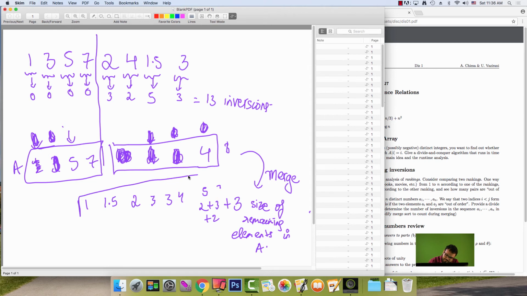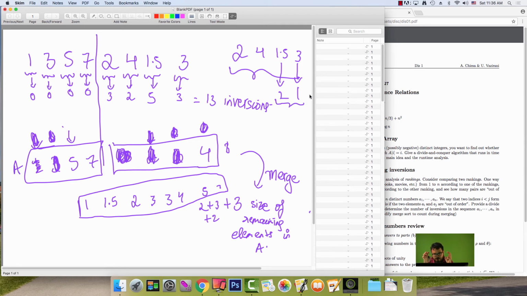Right? Now, this was the inversions at the top level, but we also need to count the inversions in the intermediate levels, remember, because when we sorted this subarray, 2, 4, 1.5, and 3, internally there are inversions too, right? There are inversions between these two. For instance, 2 is fine, 2 and 4 is fine, 1.5 actually has 2 inversions, and this 3 has, let's see, 1 inversion, right? So we also need to do this same inversion counting step in the intermediate recursive calls.